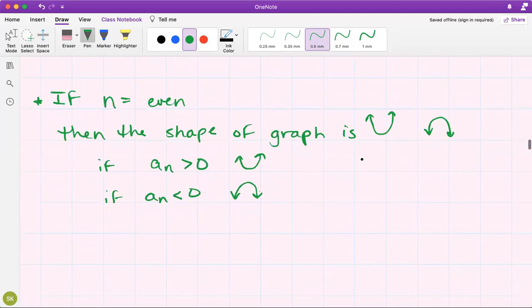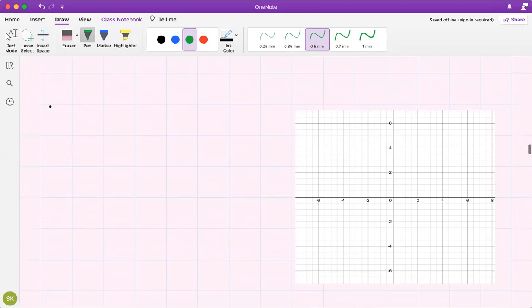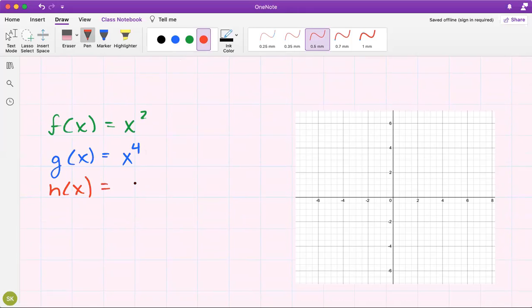So let me give you some examples here. Let's say f of x is equal to x squared. Let me call it a different function. We're going to do it in blue here. Let's say g of x is equal to x to the fourth. And let's do one more. Let's say h of x is x to the 10th. So you can see all of these numbers are even. So for each one of these, n is even.